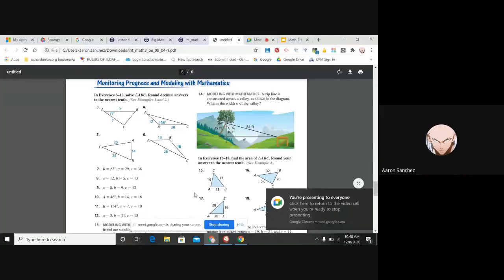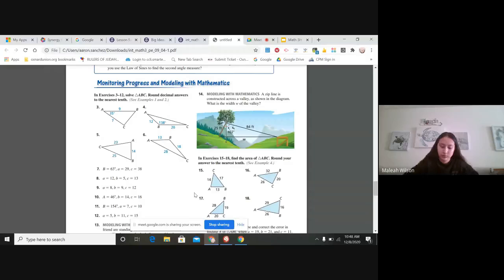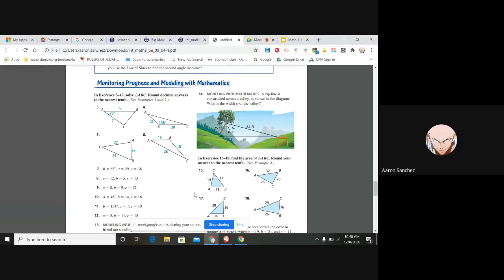Okay, 15 is this. I'm drawing the triangle. Again, it's not going to be perfect, but whatever. It's a triangle. So I have A, B, and C, and this is 13, this is 14, and this is 17.